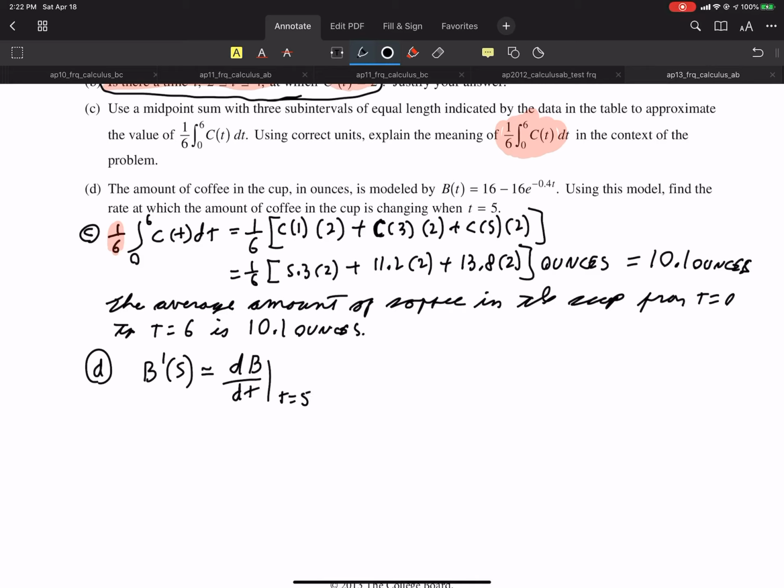So understanding this, dB is how fast B is changing, which is the amount of coffee. T is as time changes. So the dB dt is the rate of change of the amount of coffee with respect to time. So this gives you an understanding of what this is telling you and answers this question, the rate at which the amount of coffee is changing. So you just pop that in your calculator.